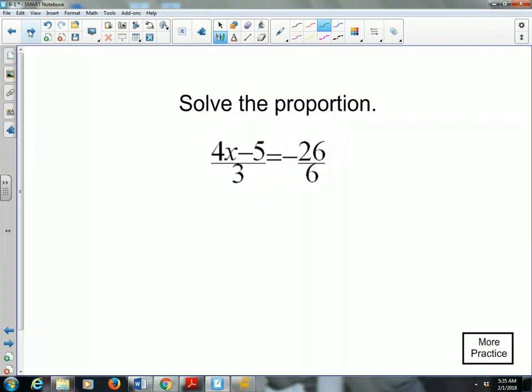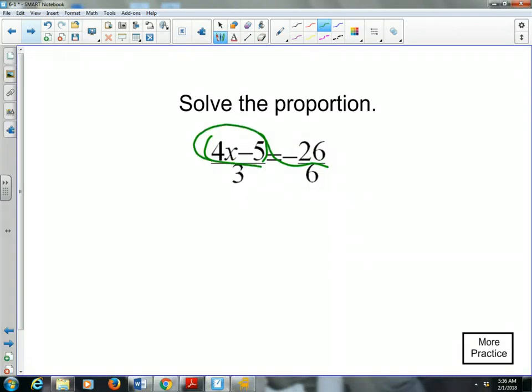Next one, be careful when you have a binomial as part of the ratio. I always put the binomial in parentheses right away. That way I'd be sure to remember to distribute. Now this negative 26 sixths, you could put the negative to the negative 26, or you could bring it down to the negative 6. Just make sure you don't put a negative in both spots, because then a negative divided by negative is a positive, and then it changes the value of the number.